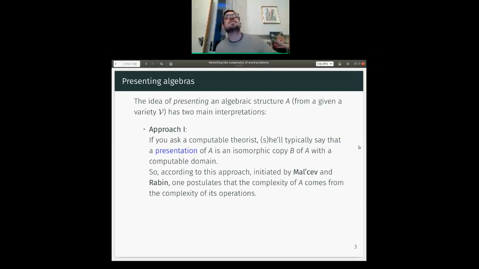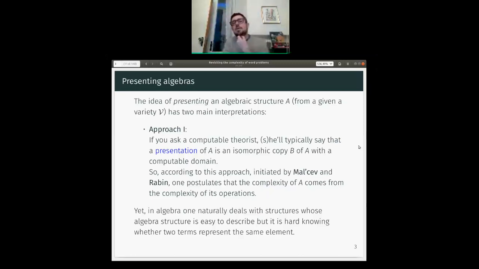So the idea, for instance, is that a structure is computably presentable if there exists an isomorphic copy with domain the natural numbers such that all the operations are computable. And again, let me stress that the structures we are dealing with are all algebras in this talk, right? So there are no relations. Okay, so the complexity of a structure comes from the complexity of its operations, or equivalently, from the complexity of the atomic diagram with this computable domain.